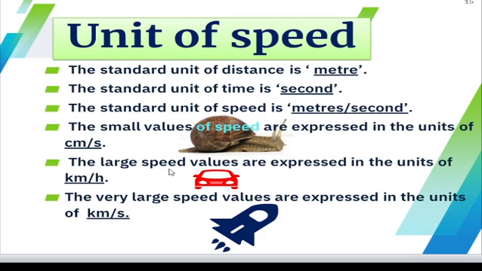And the large speed we will express in kilometer per hour. All the vehicles, the two-wheelers and four-wheelers, we will express in this unit. And the very large speed we will express in kilometer per second. Example: a space rocket, etc.